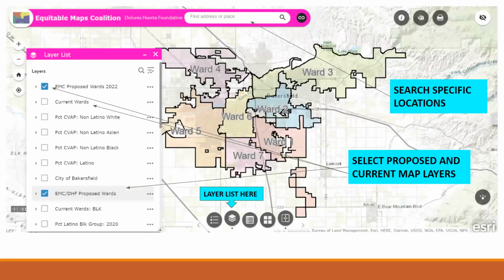I'm going to put a link in the chat, 2 links in the chat to be clear. One is to our interactive map. And you can see here a screenshot of what you will see when you click on our interactive web map. You can plug in your address into the field up above, and you can click on layers to see where you are in the current ward, where you would be under our proposal. And you can look up all those same constitutionally protected class layers as well, so that you can really get a sense of why we drew the lines the way we drew them.